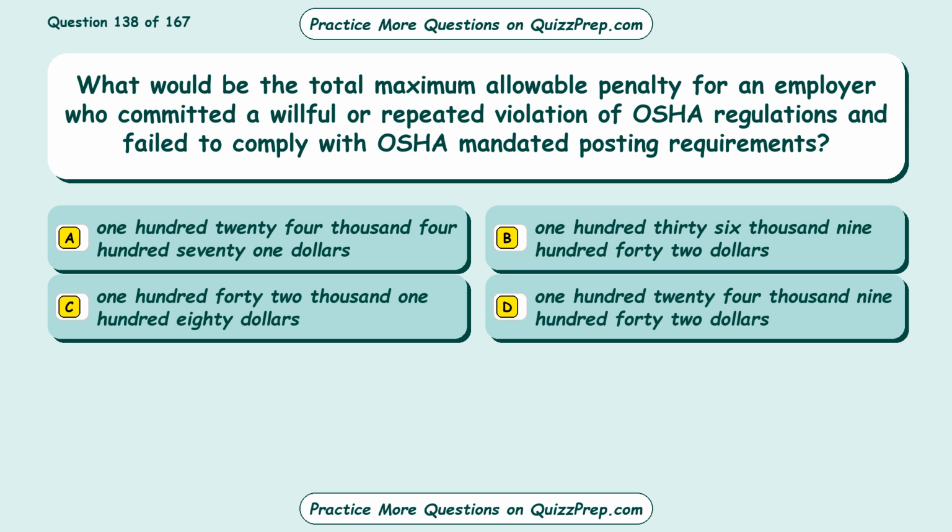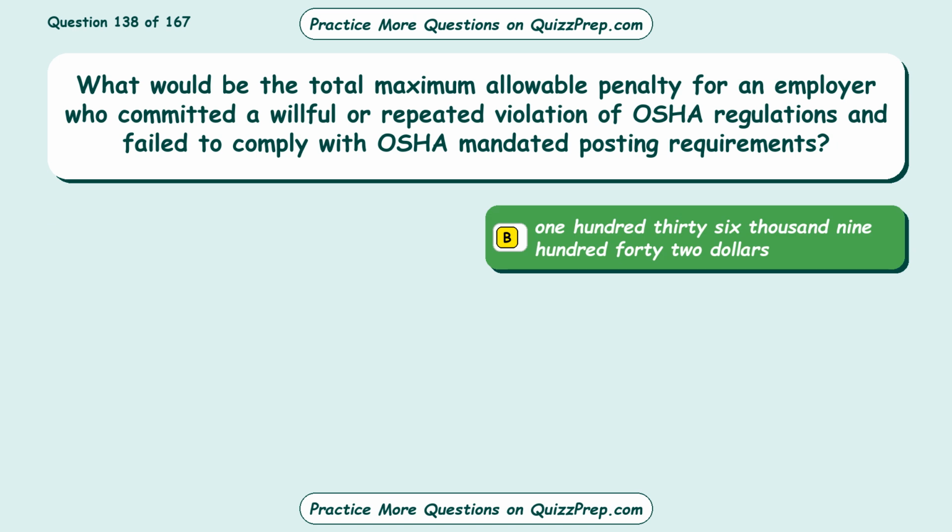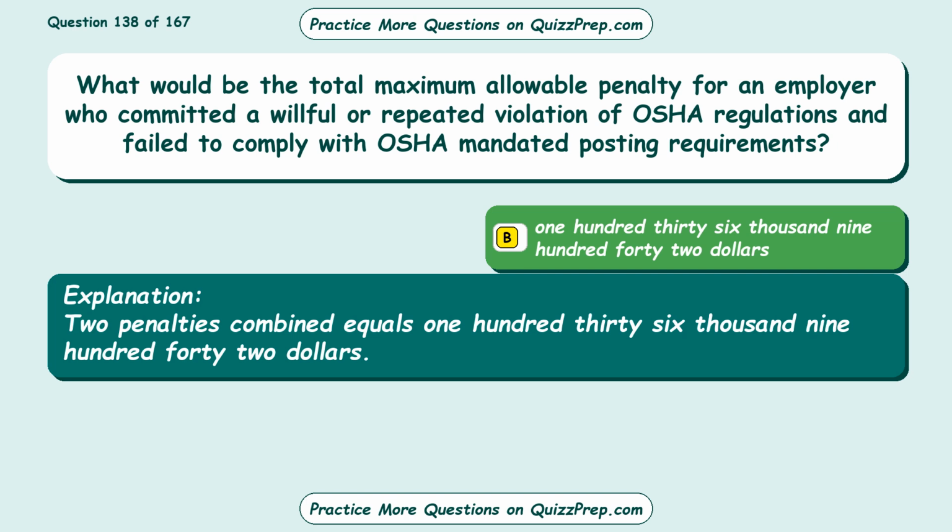Question 138. What would be the total maximum allowable penalty for an employer who committed a willful or repeated violation of OSHA regulations and failed to comply with OSHA-mandated posting requirements? Option A, $124,471. Option B, $136,942. Option C, $142,180. Option D, $124,942. The correct answer is option B, $136,942. Two penalties combined equals $136,942.